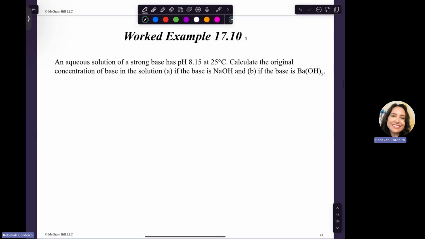All right, what if we have a solution where the strong base has a pH of 8.315? What is the original concentration if the base is sodium hydroxide and if the base is barium hydroxide? I'm going to let you try this one. So it's basically kind of what we did with the acids, but now we're talking about it with the bases, one with a 1-to-1 ratio and one with a 1-to-2 ratio.